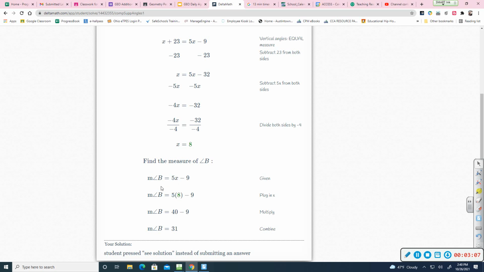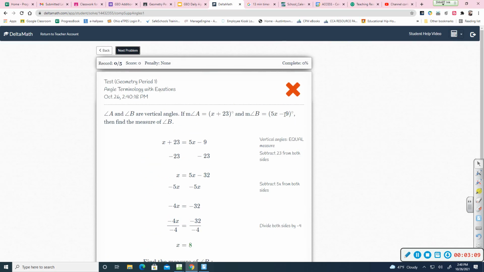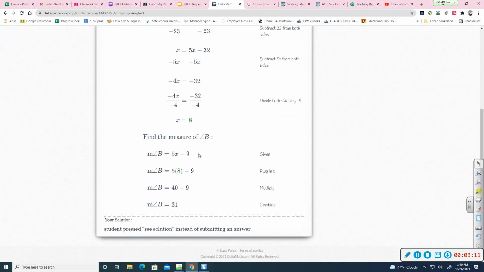So we know that the measure of angle B from the reading is equal to 5x minus 9. So you need to now figure out, well, how many degrees is angle B? You know that x is 8. So you're going to take that 8 and you're going to substitute it into this equation for x. So everywhere you see an x, you will replace it with an 8. So that gives you 5 times 8, which is 40, minus 9 is 31. The measure of angle B is 31 degrees.